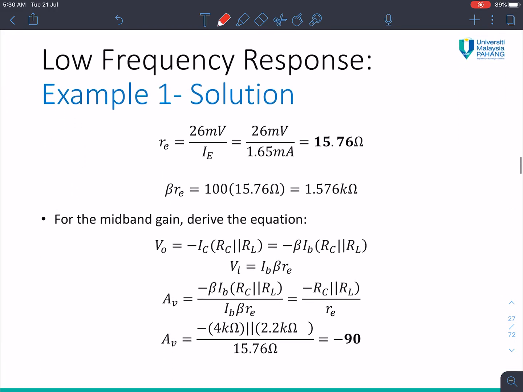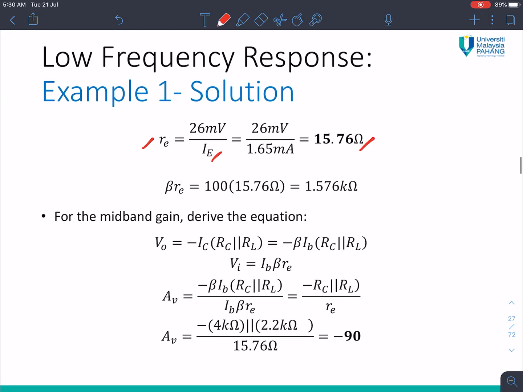And then after that, get the RE. 26 millivolt divided by IE, we get 15.76 ohm. Then beta RE, multiplying with 100 for the beta, we get 1.576 kilo ohm. Then for the mid-band gain, we derive the equation.